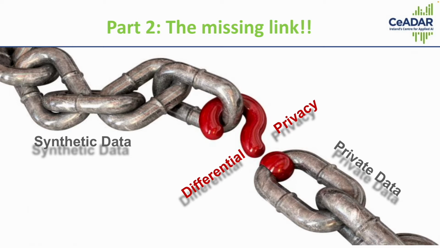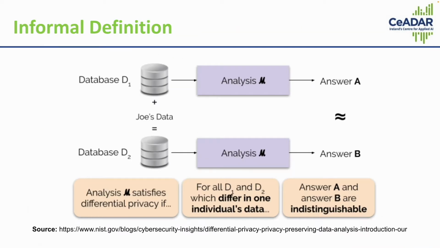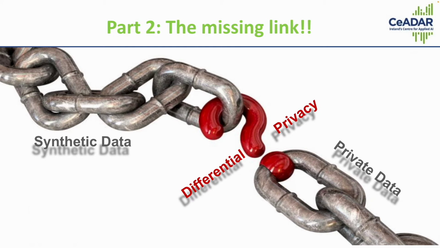In our previous video, we introduced differential privacy. We explained the definition of differential privacy and tried to intuitively grasp how differential privacy ensures or guarantees privacy. In this video, as promised, we will explain how differential privacy can act as a missing link between synthetic data and private data, or another way to say it would be how differential privacy can ensure that synthetically generated data is also private.